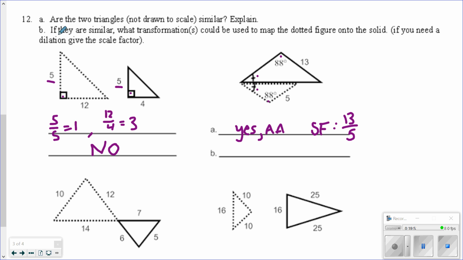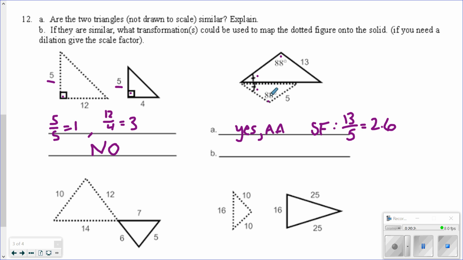So part B, if they are similar, what transformations could be used to map the dotted figure to the solid? So this scale factor is the only one that would work, because if you look, for the dotted one to become the large triangle, we need a scale factor larger than 1. And if we do 13 divided by 5, you get 2.6. So that is my scale factor.